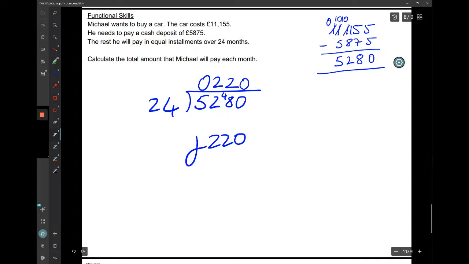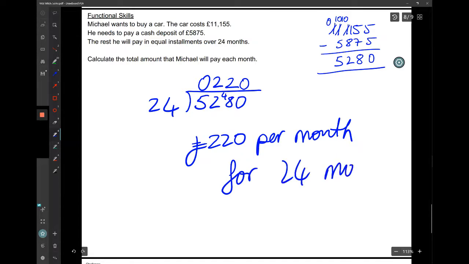So £220 per month for 24 months or 2 years.